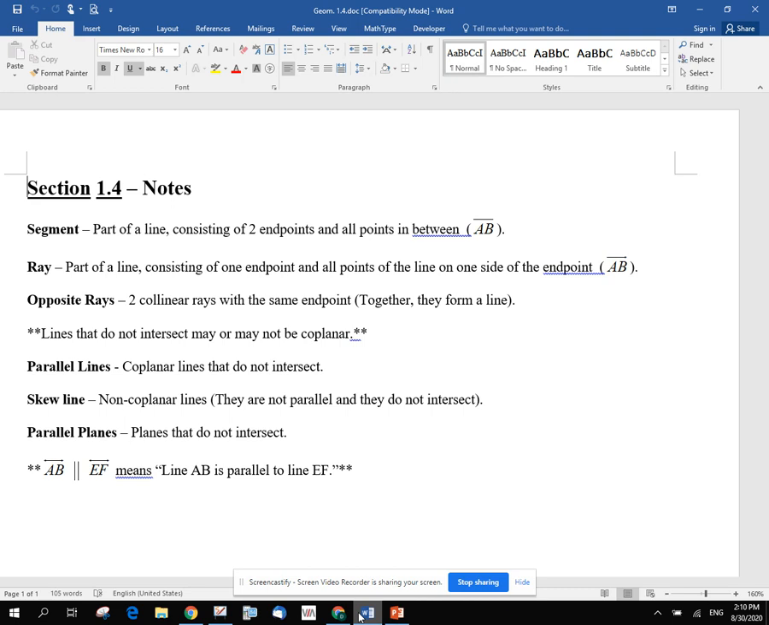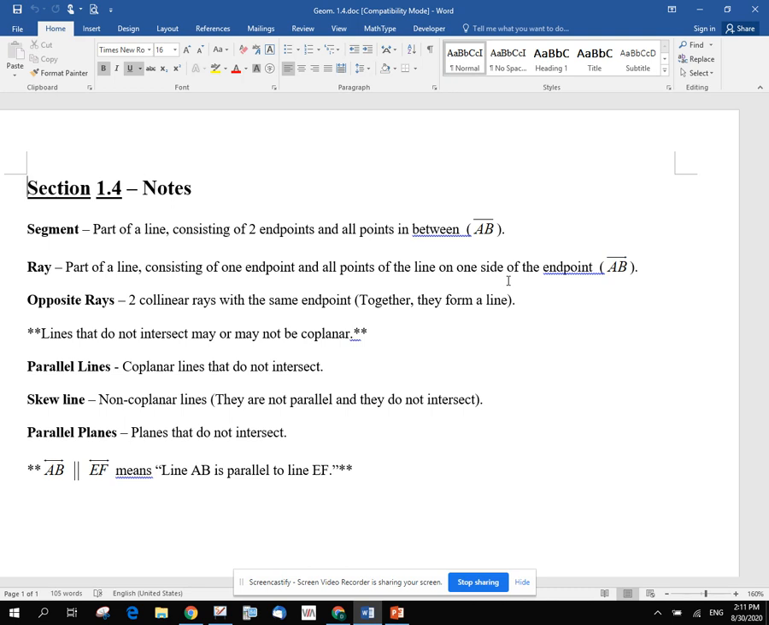And again, I did make this available in the class drive if you want to print it, or access it that way, or you should write this down. And we want to define what a segment is. We actually used segment in the previous lesson, and now we officially define it for you. It's basically just part of a line consisting of two endpoints and all points in between. And then in parentheses here, I show the symbol, right? That symbol with no arrows over the top, just that bar, that means segment. And the way we should say that is segment AB.